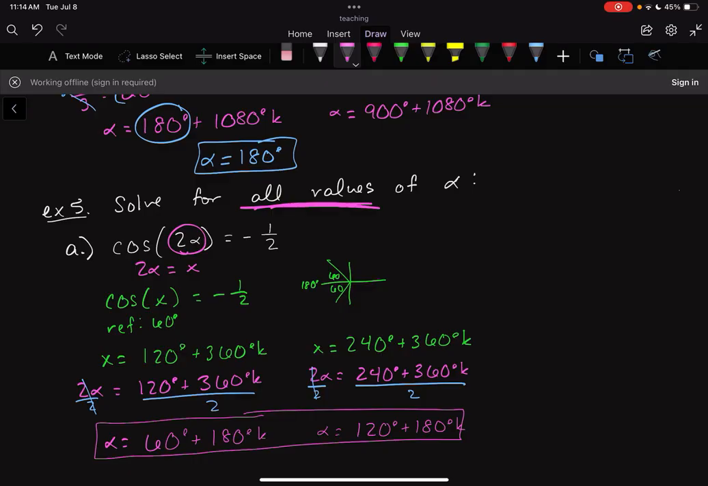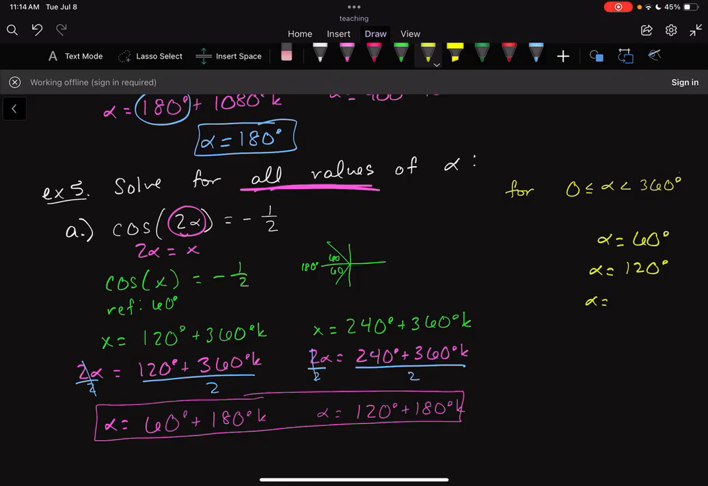If it had given me a certain interval, then I would want to actually find the values in that interval. And so I can show you for that. So if it had said for, let's say, alpha between 0 and 360. If that had been the case for this question, 60 would have been an answer. 120 would have been an answer. If I add 180 to 60, do I still get an appropriate answer, like between my interval? The answer is yes, I do.